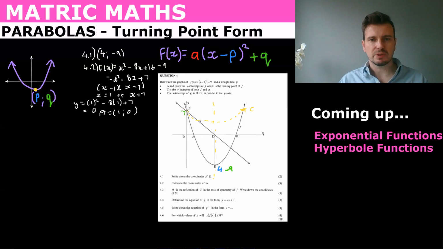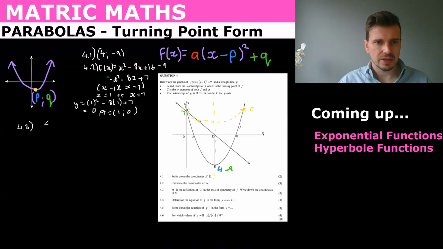So we know the value of C will also be 7. So what we're going to do is substitute 7 for Y into the formula, and we're going to solve, and we're going to get our two X values. One of them we know is 0. So let's do that. 4.3, we've got M as a reflection of C, so we're going to substitute in 7 for Y.